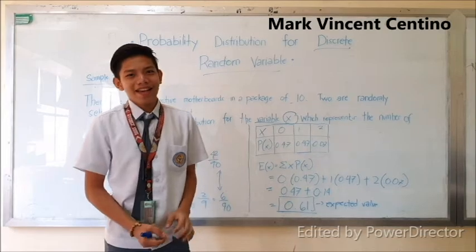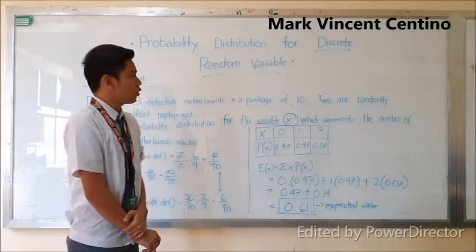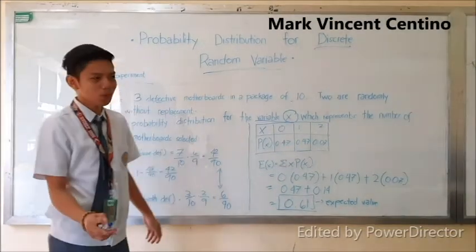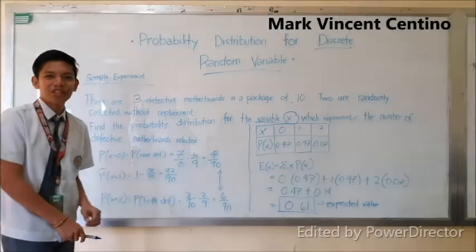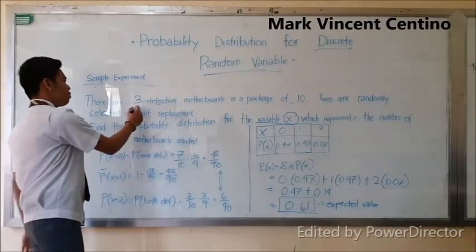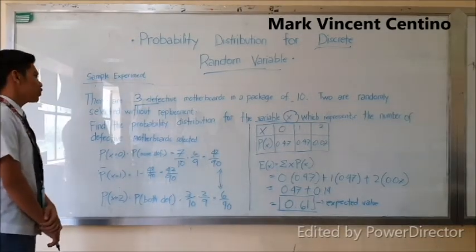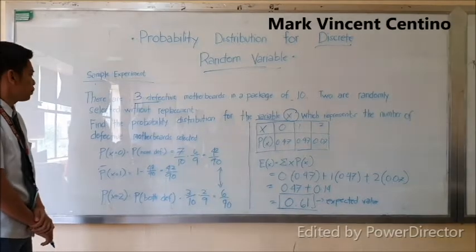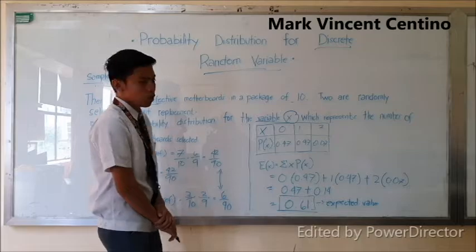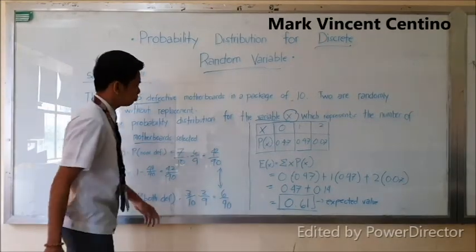For today, I will be discussing probability distribution for discrete random variables. So we have here a given sample experiment. There are 3 defective motherboards in a package of 10. 2 are randomly selected without replacement. Find the probability distribution for the variable x, which represents the number of defective motherboards selected.